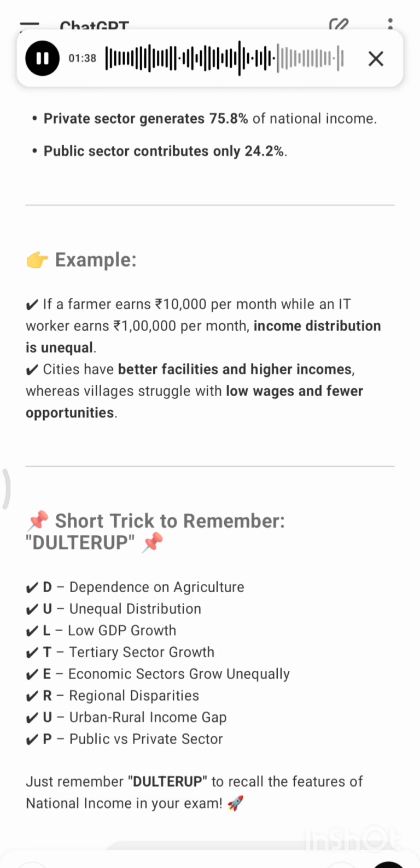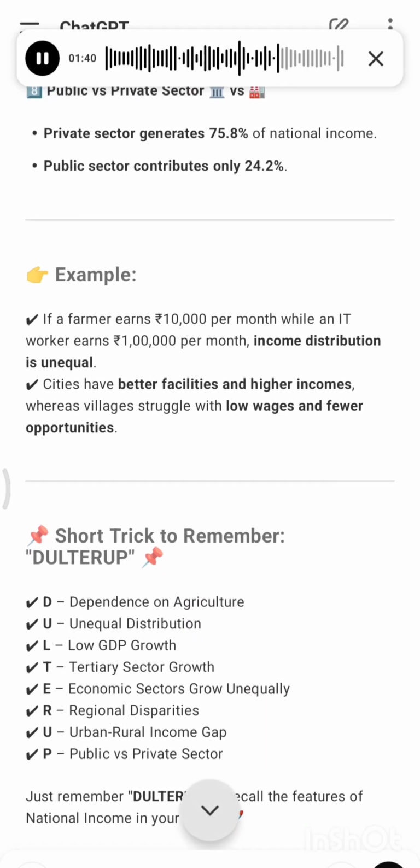Example: if a farmer earns $10,000 per month while an IT worker earns $1,000 per month, income distribution is unequal. Cities have better facilities and higher incomes, whereas villages struggle with low wages and fewer opportunities.